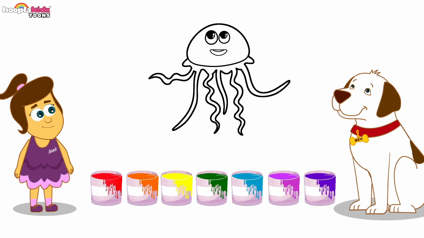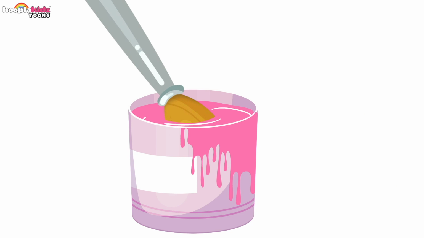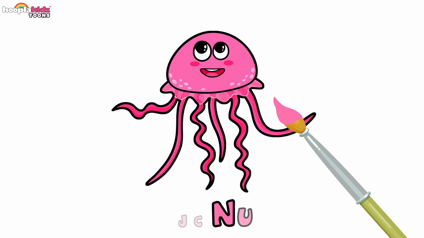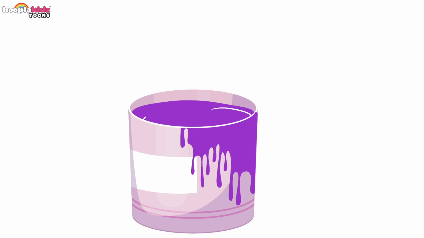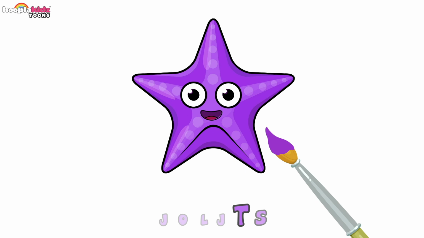A jellyfish! Wibble, wobble, wibble, wobble. What colour shall we paint this? Ooh, a starfish! Let's paint! What colour is this? Purple! Yay!